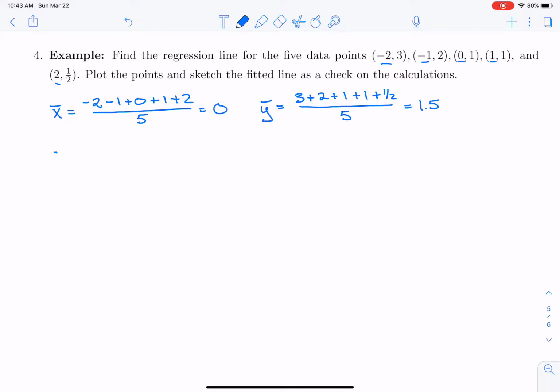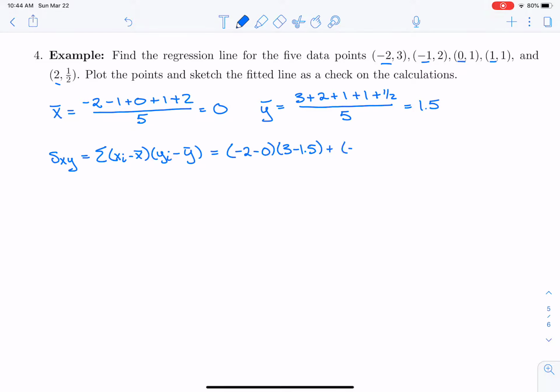Now, what is S sub xy? We're going to sum x minus x bar times y minus y bar. So we're going to do x sub i minus x bar times y sub i minus y bar. So what does that look like? Well, we can do -2 minus 0, that's x minus x bar, and then 3 minus 1.5, that's y minus y bar.